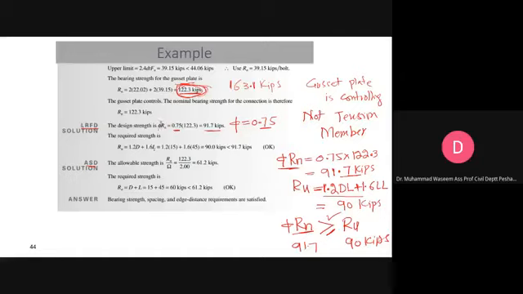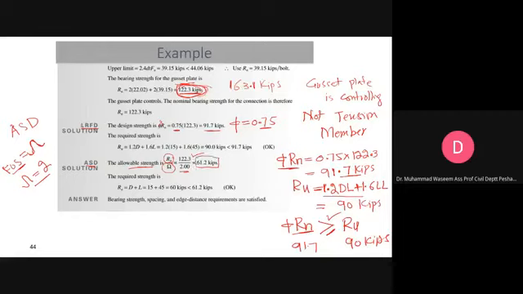What you have to use is a factor of safety, and in ASD, factors of safety are represented by this omega sign. This means factor of safety. For bearing strength for connections, this factor of safety is 2. You have to calculate the allowable strength by dividing the nominal strength by this factor of safety. What is the nominal strength? 122.3. So you divide it by 2, you will get this one.